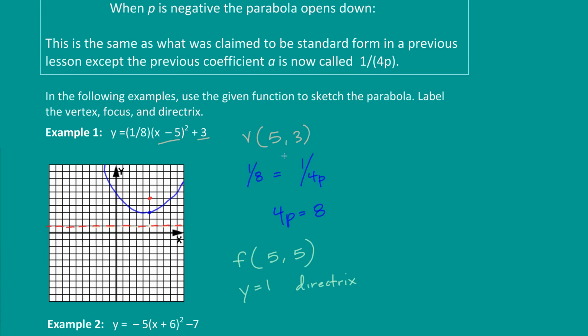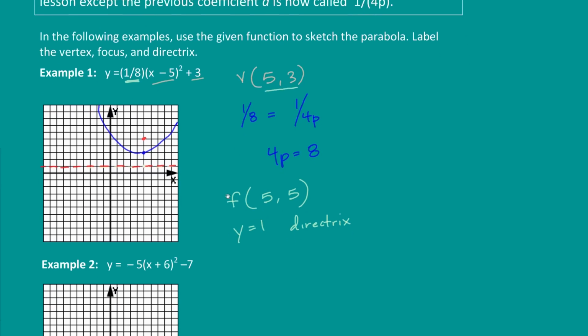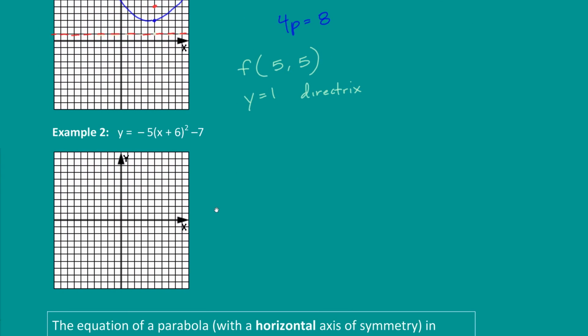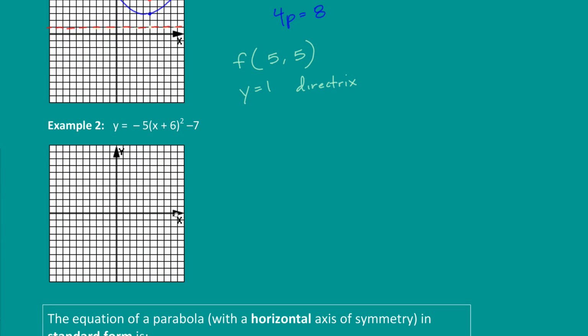So the most important part is still our vertex, and then we just determine from our 1 over 4p value in front how far in our focus goes and how far away our directrix is. So let's look at example 2. Our vertex is (-6, -7). So let's go to (-6, -7). It's going to be right there. And let's go with blue again.